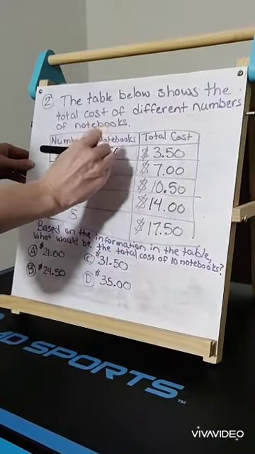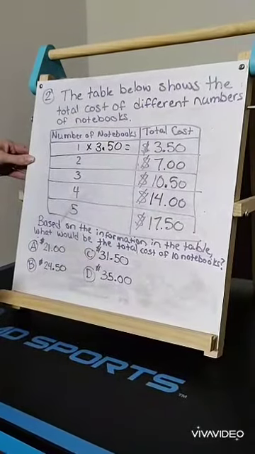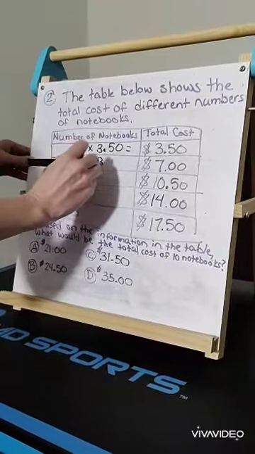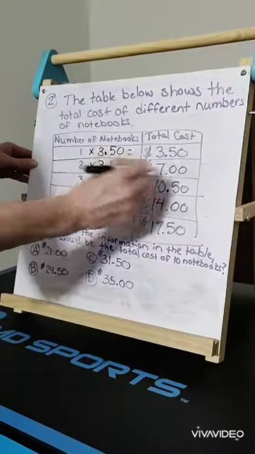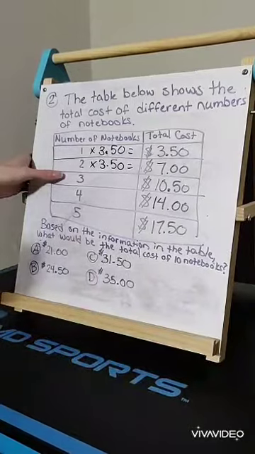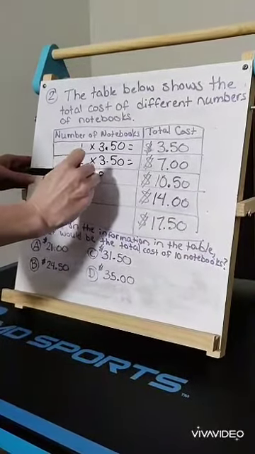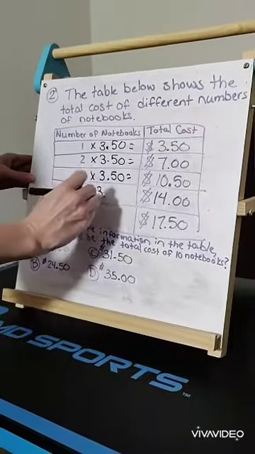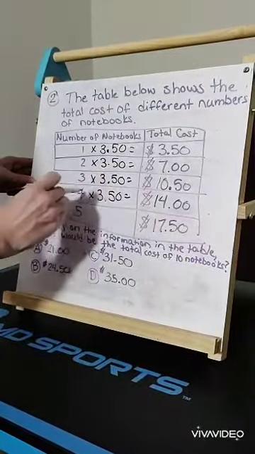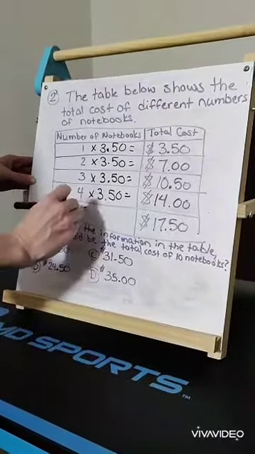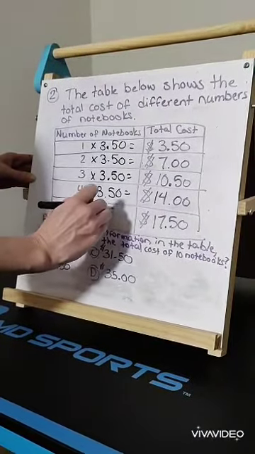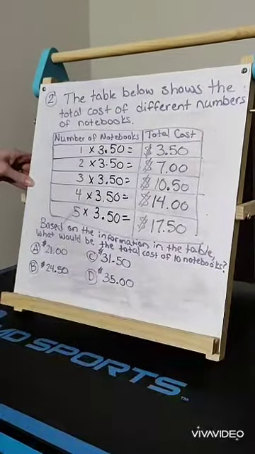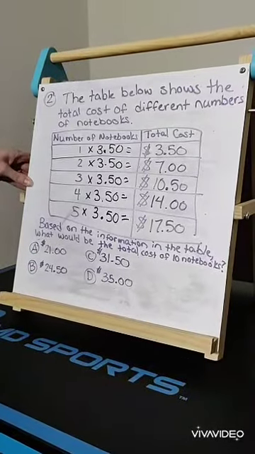So 1 times $3.50 is $3.50. So if I'm buying 2 notebooks, the first one costs $3.50, the second one costs $3.50. So 2 times $3.50, I do it on my calculator and make sure, is $7. So if I buy 3 notebooks, the first one's $3.50, and so is the second, and so is the third. So 3 times $3.50. If I buy 4 notebooks, and I'm checking on a calculator, 4 times $3.50 is $14. And my last one, 5 times $3.50 would be $17.50. So my rule is multiply by $3.50.